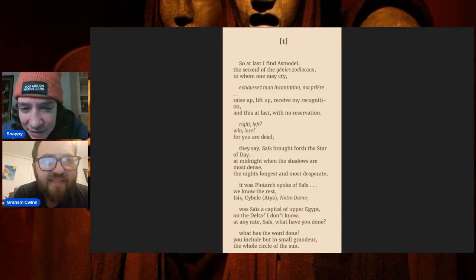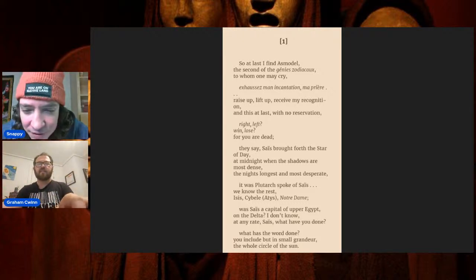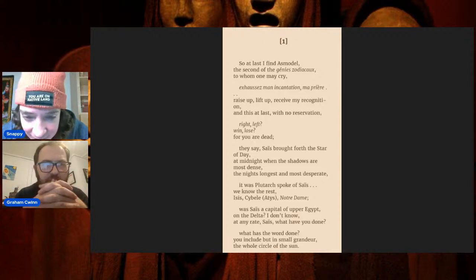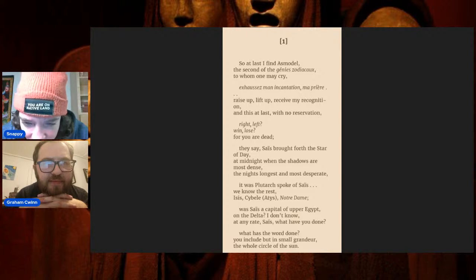They say Sais brought forth the star of day at midnight when the shadows are most dense, the nights longest and most desperate. It was Plutarch who spoke of Sais. We know the rest. Isis, Cybele, Attis, Notre Dame. Was Sais a capital of Upper Egypt on the Delta? I don't know. At any rate, Sais, what have you done? What has the word done? You include, but in the small grandeur, the whole circle of the sun.